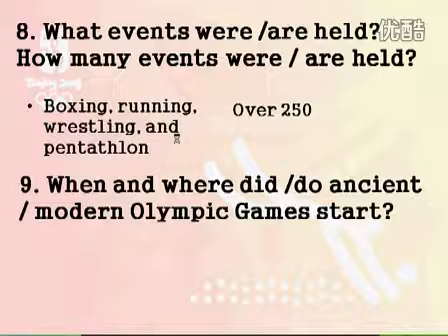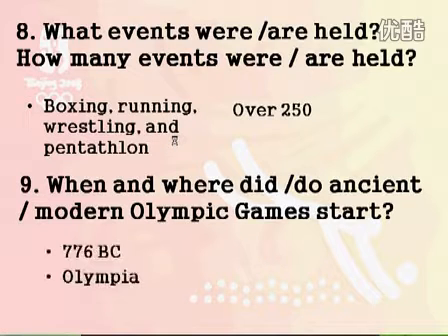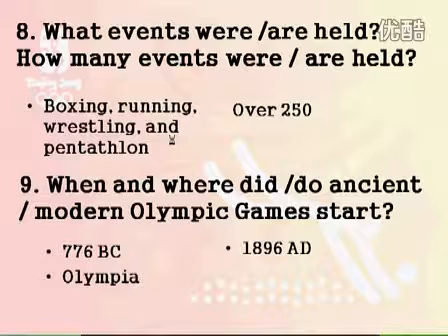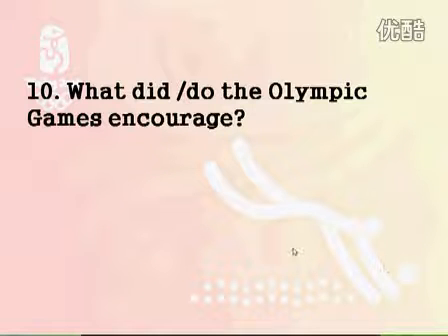Okay, the next one. When and where did ancient or modern Olympic Games start? The ancient Olympic Games started 776 BC, before Christ, right? And in Olympia. For the modern Olympic Games, it started in 1896 AD, after date. Let's move to number 10.